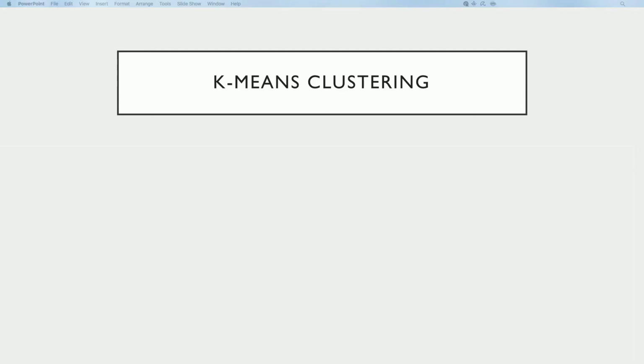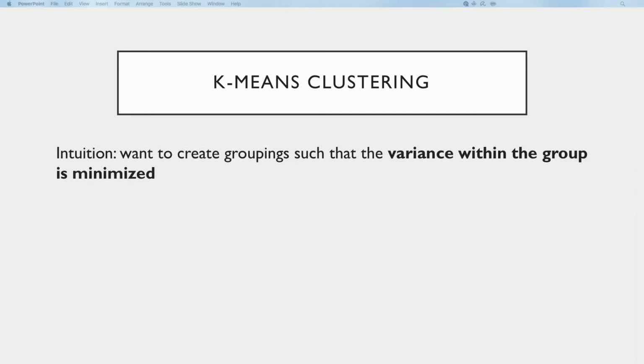The kind of clustering we're going to look at right now, just as a quick demo, is called k-means clustering. The intuition is we want to create groupings such that the variance within the group is minimized. So we want to create groups so that the people in the group are as much like each other as they are, or that the data points in the group are as much like each other as possible.